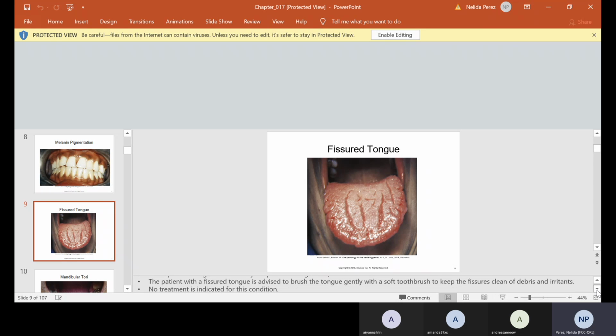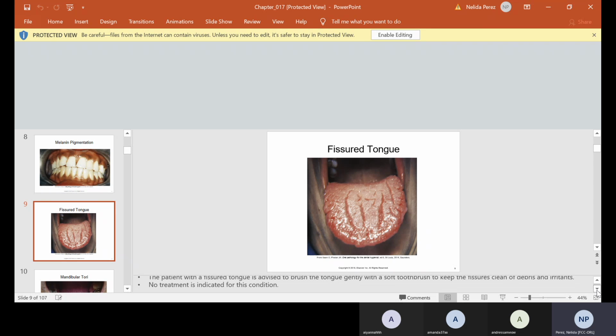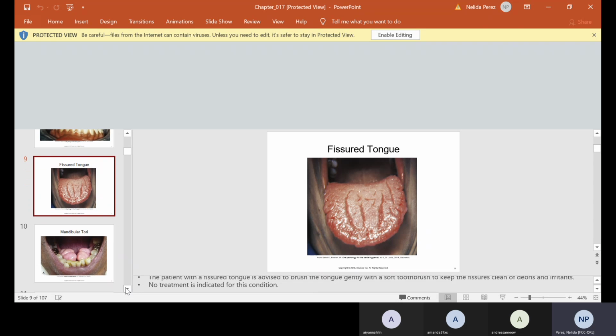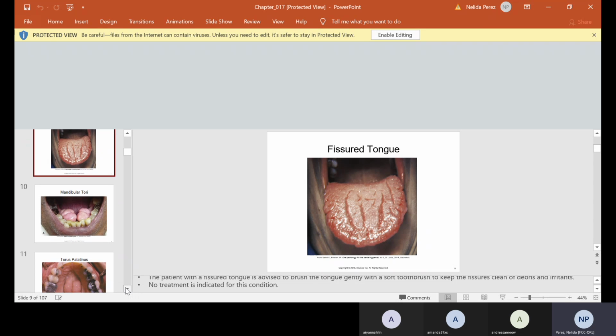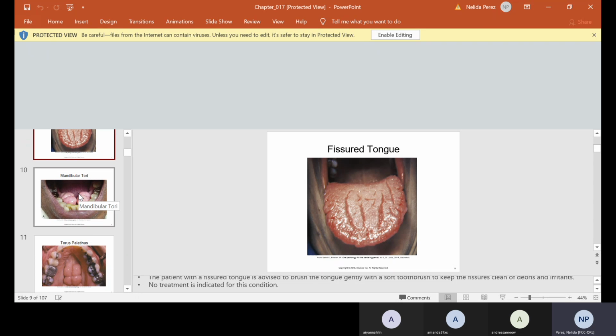So the patient with a fissured tongue is advised to brush the tongue gently with a soft toothbrush to keep the fissures clean of debris and irritants. And usually no treatment is indicated for this condition other than good oral hygiene. Okay. So if that type of person doesn't take the food out of those deep fissures, they usually tend to have the worst breath ever.